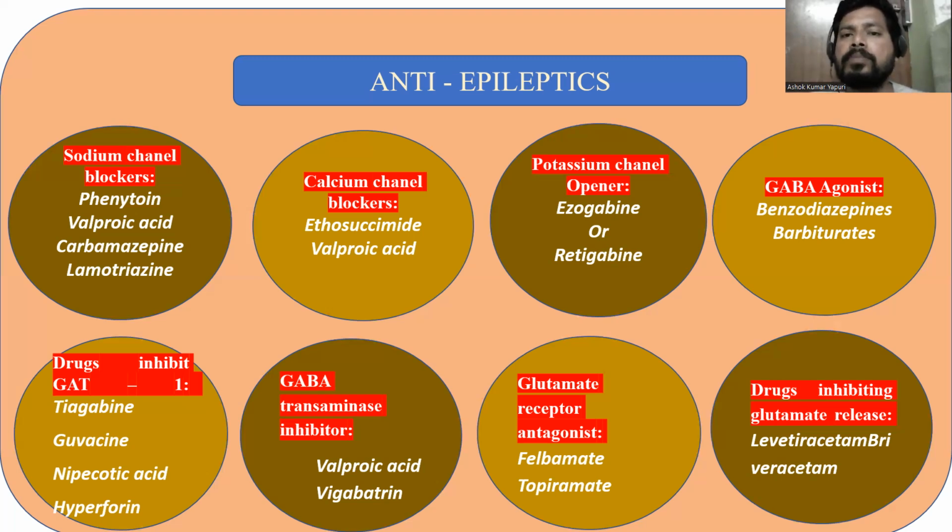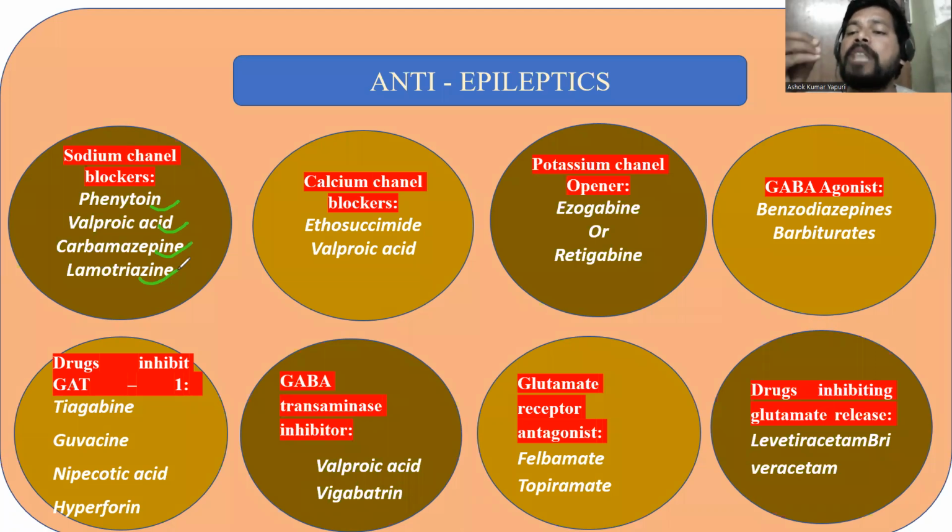So first, sodium channel blockers. Excess influx of sodium into the neuron may increase the firing of neurons that develops epilepsy, nothing but seizures. So here, that's why we have to block sodium channels by using drugs like phenytoin, valproic acid, carbamazepine, lamotrigine.